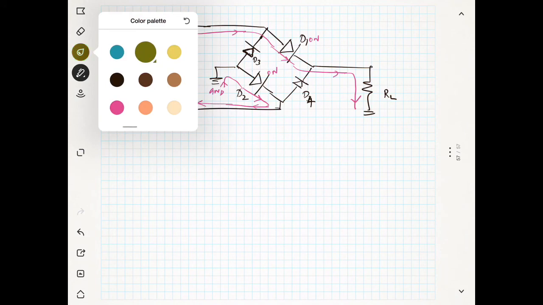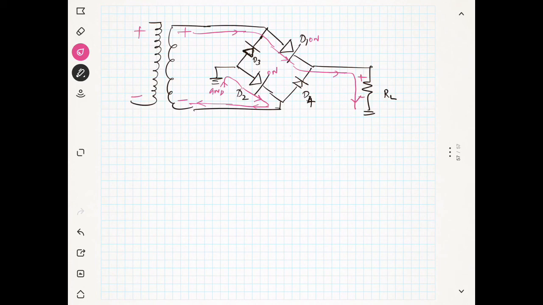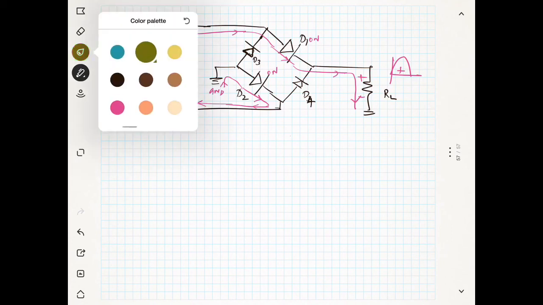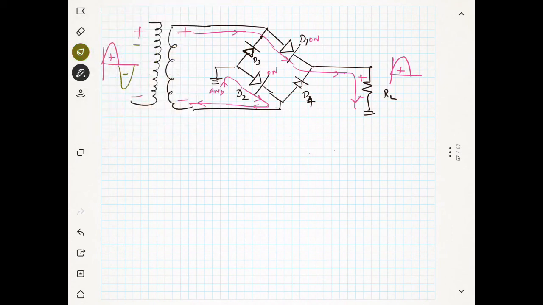So this was the situation during the positive half cycle. Since this is positive and this is negative, you are getting a positive voltage. Then next, during the negative half cycle, you have a negative voltage, minus and plus. You see here the current will start like this. It will move through the diode D4 because D4 is on now and D3 is on now. Next it will go through the load resistance.